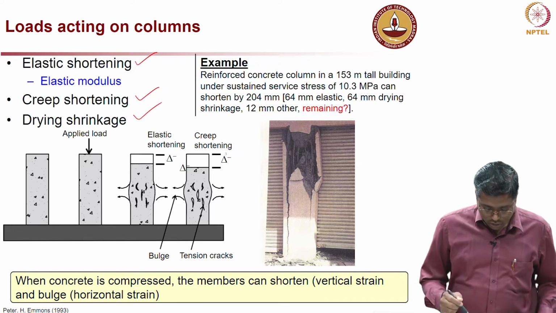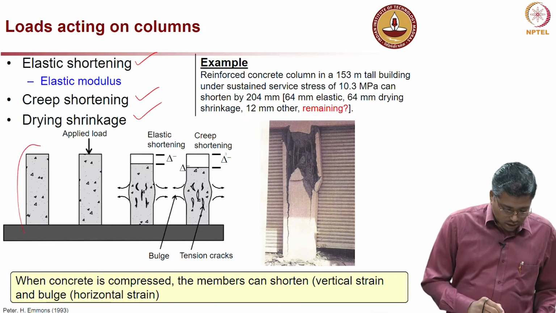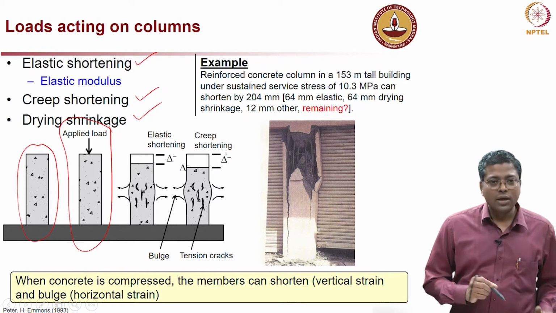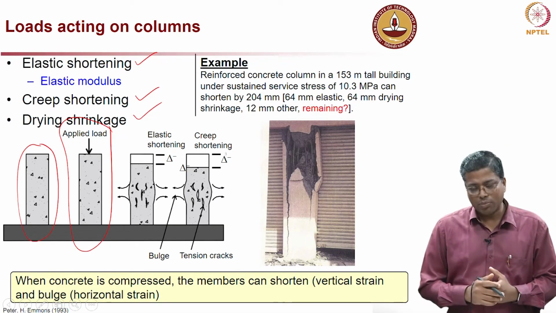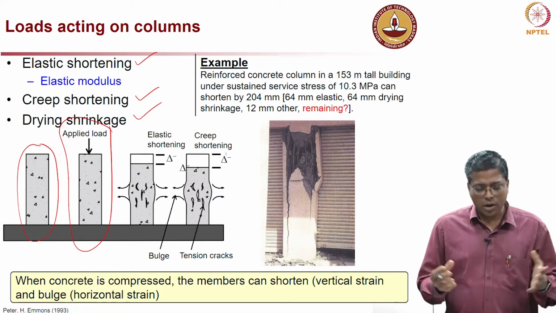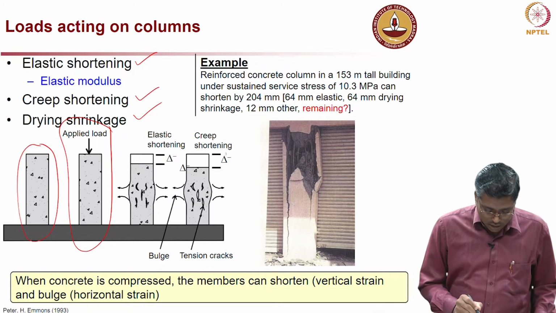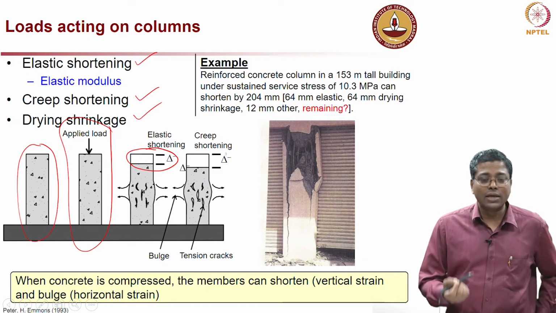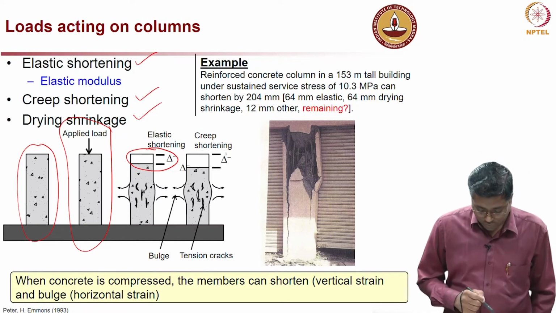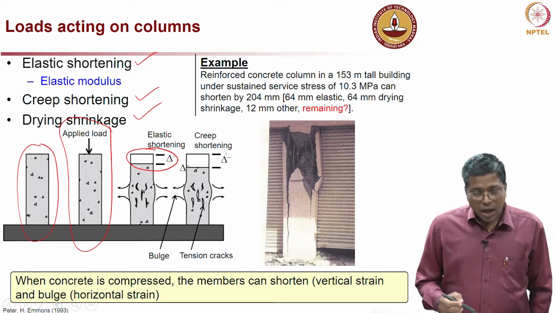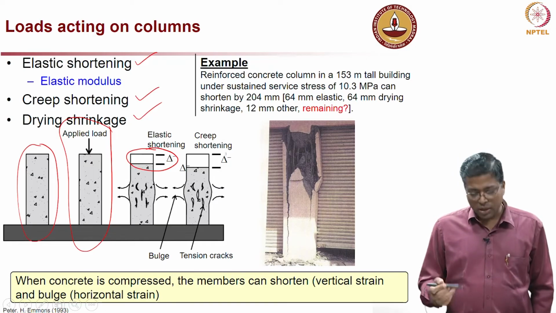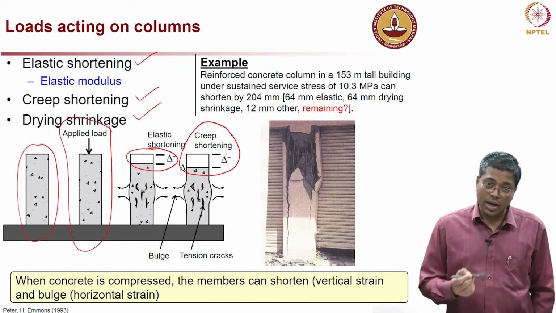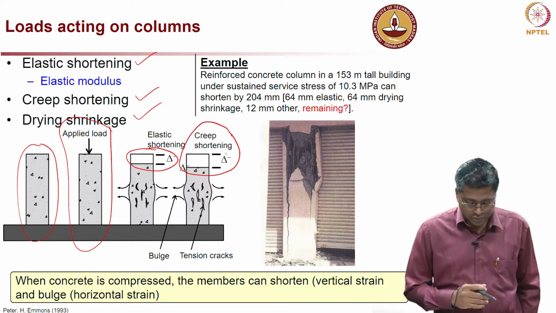So, let us go through this sketch here. The column is constructed, and then a load is applied. As soon as the load is applied, whether it is pre-stress or other gravity loads, you can expect an elastic shortening, that is elastic in nature. So, it is an immediate effect, and after some time, maybe months or years, you can have creep shortening also, and drying shrinkage also will add to that.